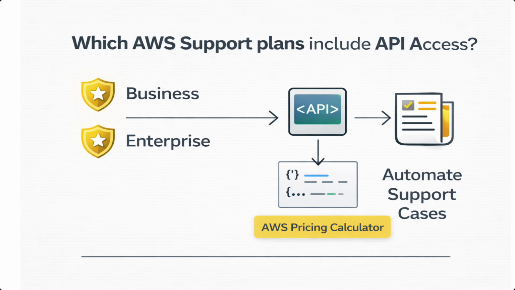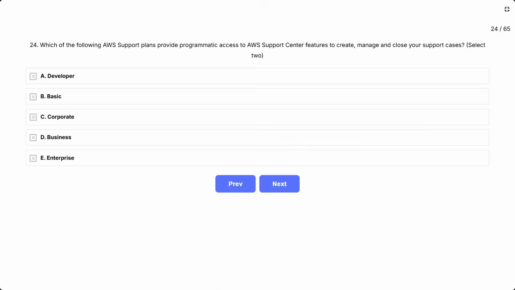This question asks which AWS support plans give you access to the AWS Support API so you can automate support case management programmatically via code or scripts. Think of it as, which support plans let me create and manage support tickets using API calls instead of manually logging into the AWS console? The correct answer is D, Business, and E, Enterprise.